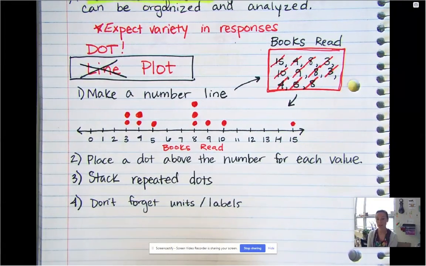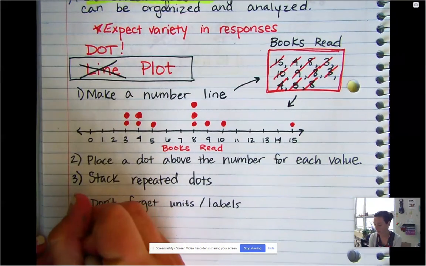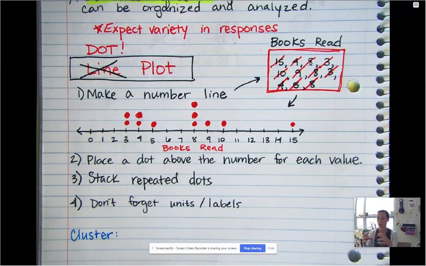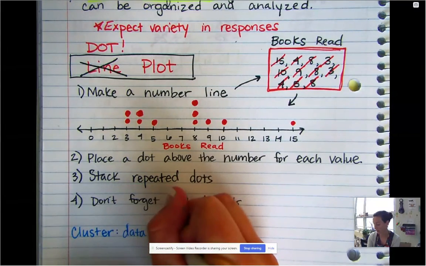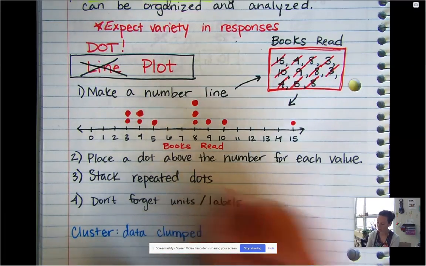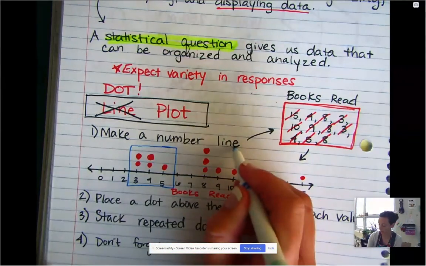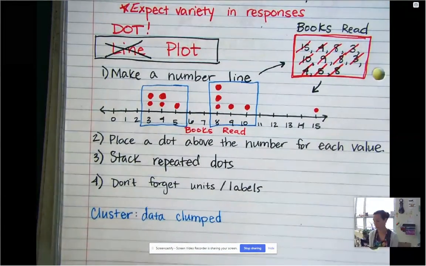And now the nice thing about this is we can easily see what are the areas kind of where data is gathered up and what are the areas that are oddballs. So one thing we can look for in data is a cluster. And a cluster is just what it sounds like when things are clumped together. So there is a cluster between 3 and 5, and there is a cluster between 8 and 10. Okay, because cluster means clumped together.